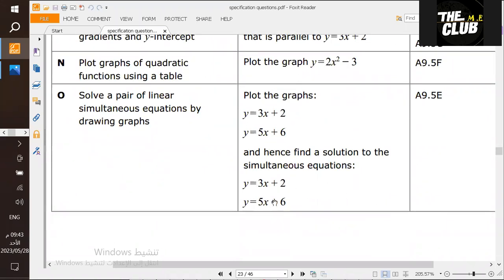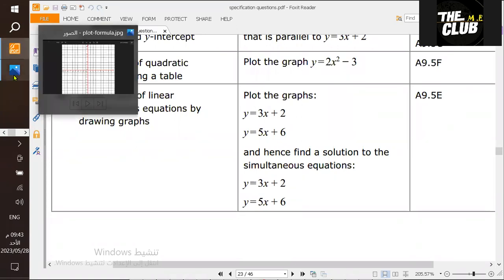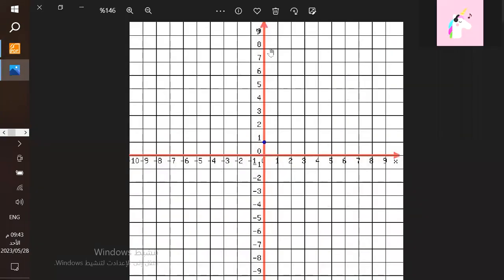Plotting these, same idea. Now, finding the solution of simultaneous equations using the graph. You studied this, but you didn't focus a lot on it, I think. You studied finding the solution using simultaneous equations, right? By elimination. You studied the elimination method, mostly, and the substitution, right? This is the graphical method.